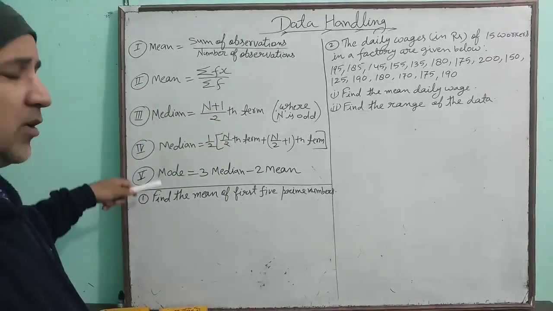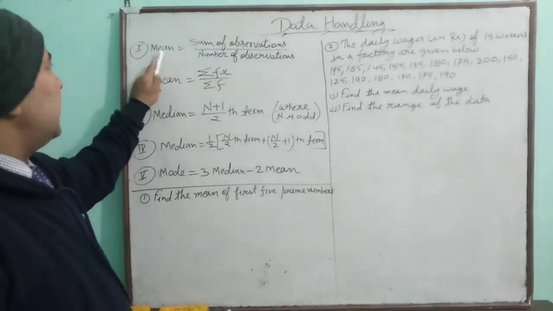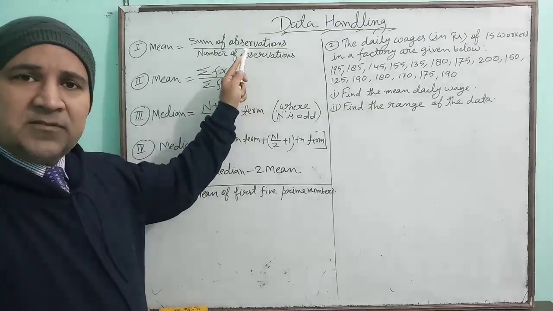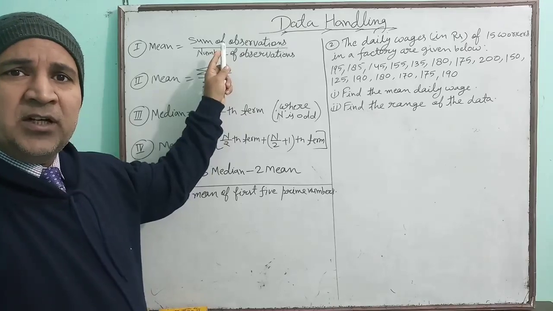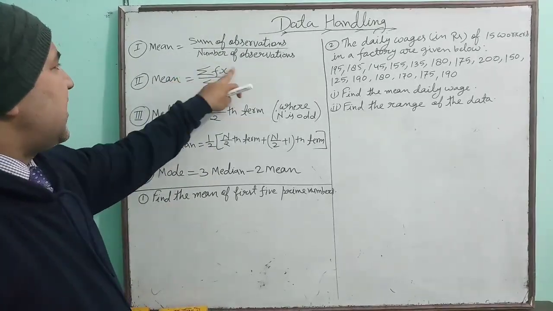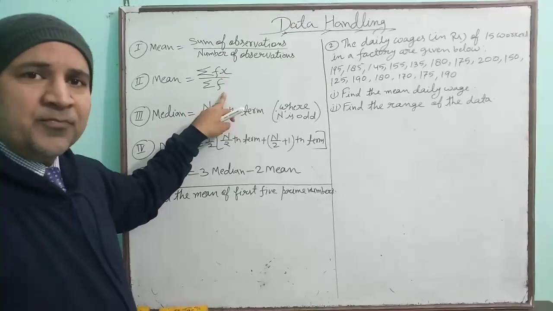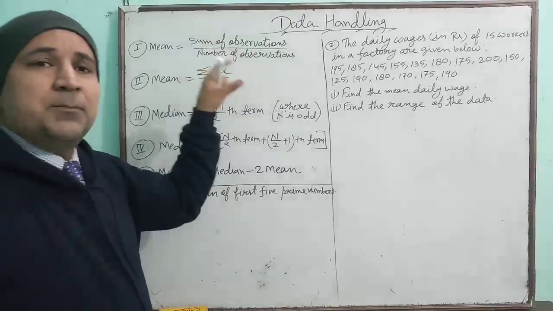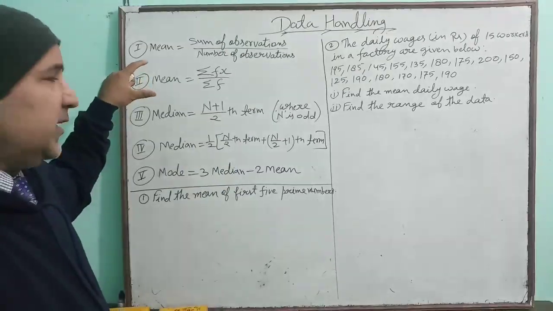See, I have written the formula here. The formula for mean is sum of observations upon number of observations. This is the first formula. Second formula is mean is equal to sigma fx upon sigma f. What are these? That I will explain you with examples, but before that learn the formula.